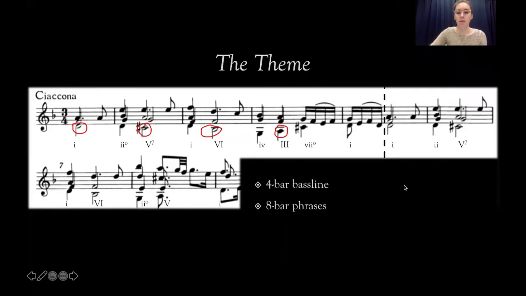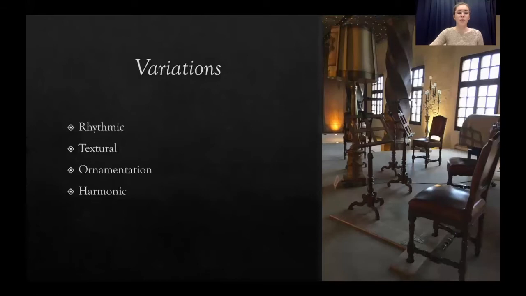And you can see I've kind of divided it in half. So the bass line repeats within each 8-bar phrase. So you have two reiterations of the bass line within each phrase of the piece. Then Bach chooses to vary this theme throughout the whole 12-minute work in a variety of ways. He does it through changing rhythm, textures, using ornamentation, and varying up the harmony. So let's look at each of these respectively.